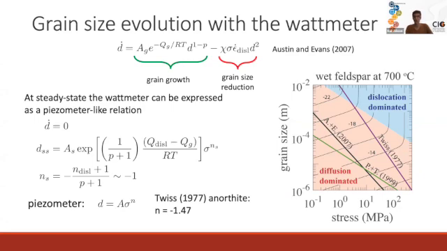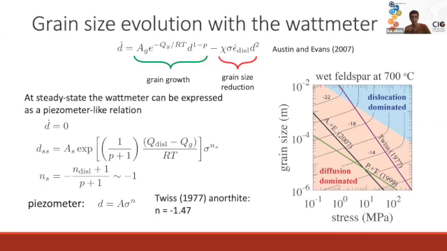For a piezometer, the grain size is equal to the stress raised to a power n times a coefficient A. The wattmeter result has the same functional form, but the coefficient is temperature dependent, and the value for the stress exponent is a little different. For example, a Twiss 1977 piezometer for anorthite has a stress exponent of negative 1.47, whereas the wattmeter is about negative 1.